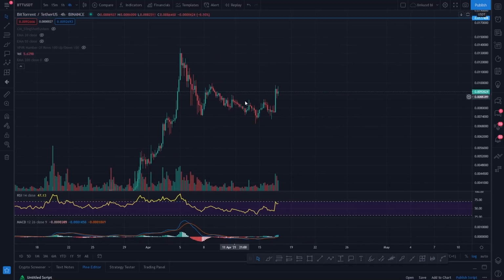Okay, again, you've got this trend line here, that trend line there, the inverse head and shoulders, left shoulder, head, right shoulder, broke the resistance and pumped basically.